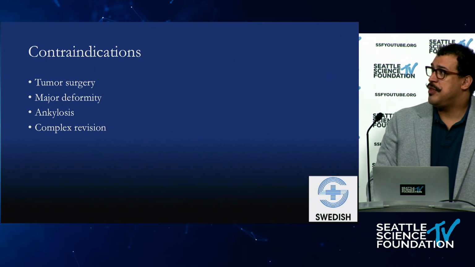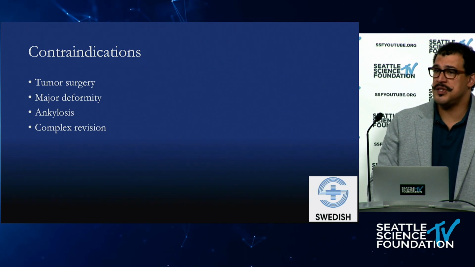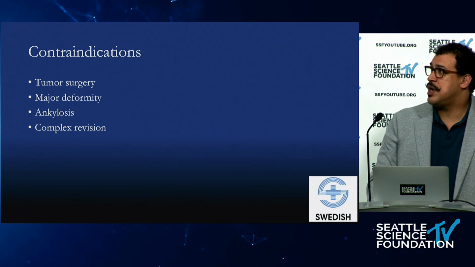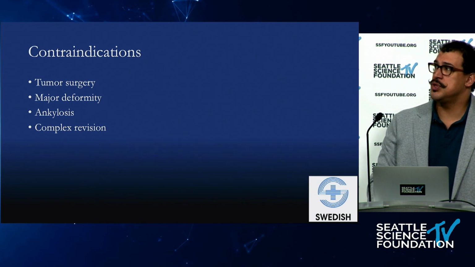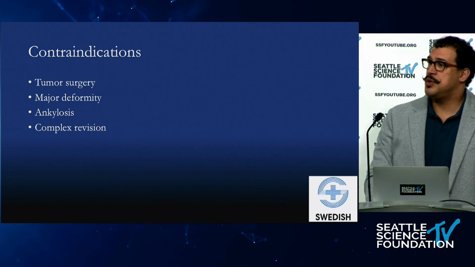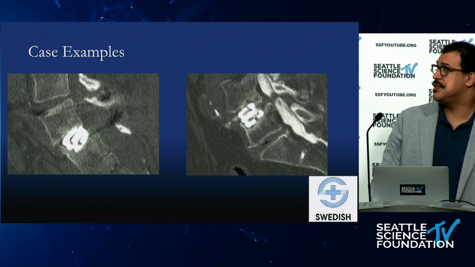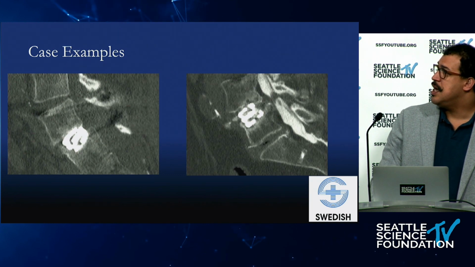And I think a lot of problems come from ankylosis if you're not getting a pre-op CT. Facet joints are fused and you're trying to get correction through an MIS approach. You're really not going to get it. So knowing your preoperative planning, and then obviously complex revisions can be pretty difficult.